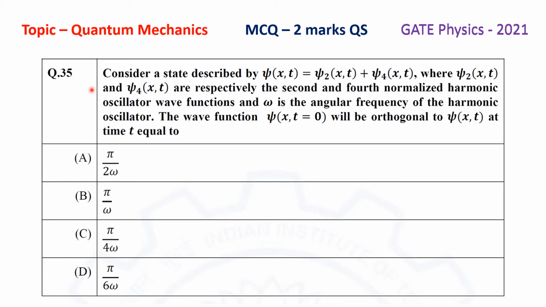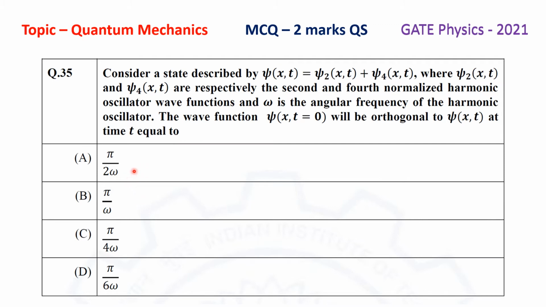The question is: consider a state described by psi as a function of x and t equals psi 2 plus psi 4, where psi 2 and psi 4 are respectively the second and fourth normalized harmonic oscillator wave functions, and omega is the angular frequency of the harmonic oscillator. The wave function psi as a function of x at time t equals 0 will be orthogonal to psi as a function of x and t at time t equal to, 4 options are given.